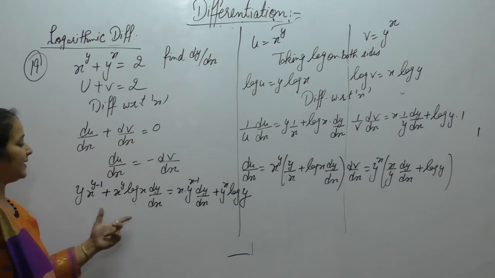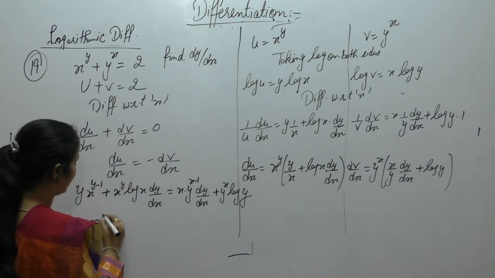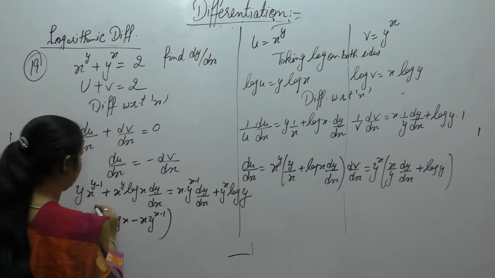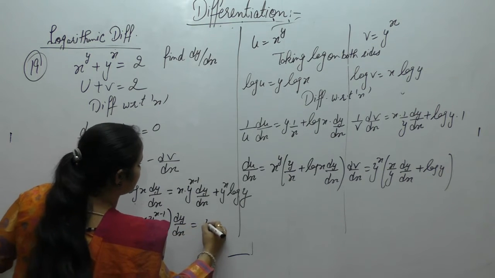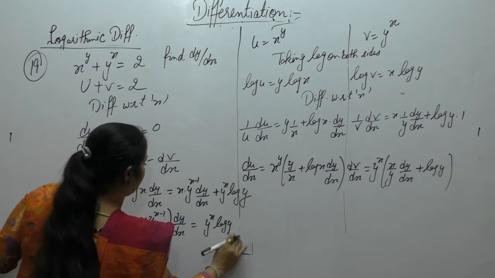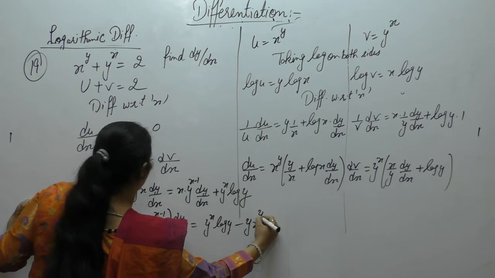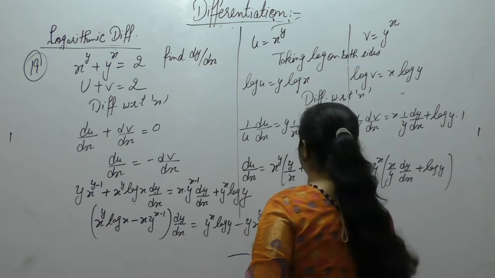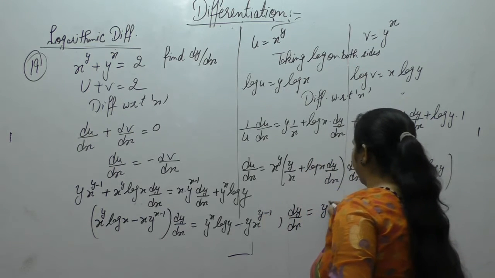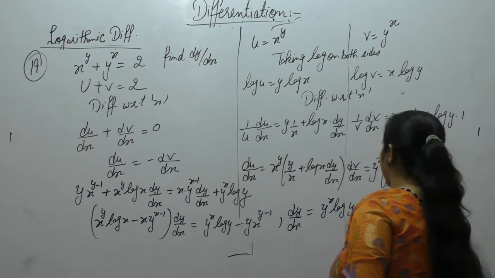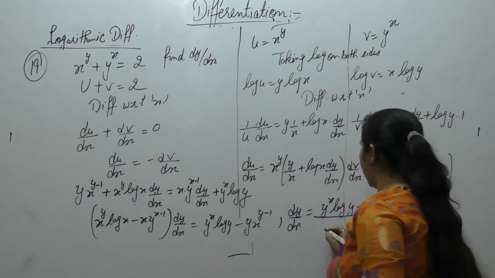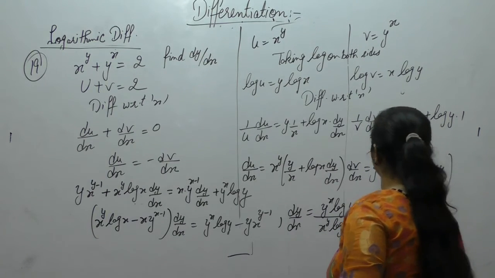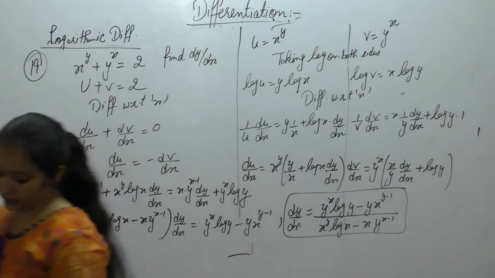Now in the next step, we have to take the dy upon dx terms to one side. x power y log of x minus x into y power x minus 1 dy upon dx equals y power x log of y minus y into x power y minus 1. From here we can find the value of dy upon dx as y power x log of y minus y into x power y minus 1 upon x power y log of x minus x into y power x minus 1. Note it down.